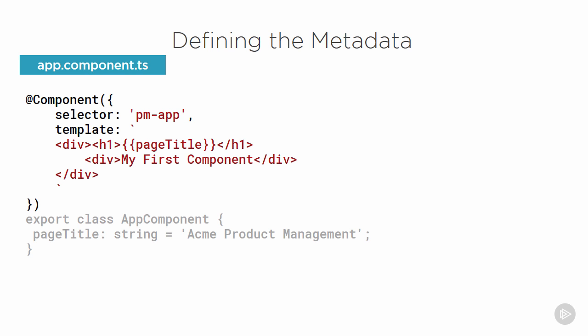A class becomes an Angular component when we give it component metadata. Angular needs that metadata to understand how to instantiate the component, construct the view, and interact with the component. We define a component's metadata with the Angular component function. In TypeScript, we attach that function to the class as a decorator.